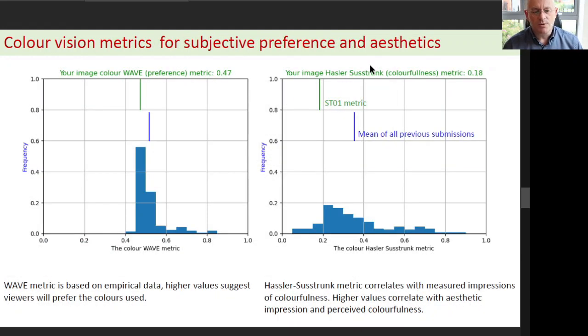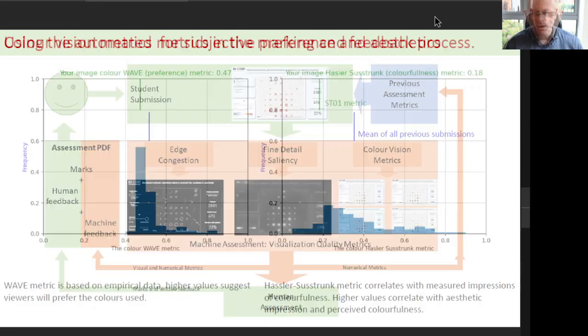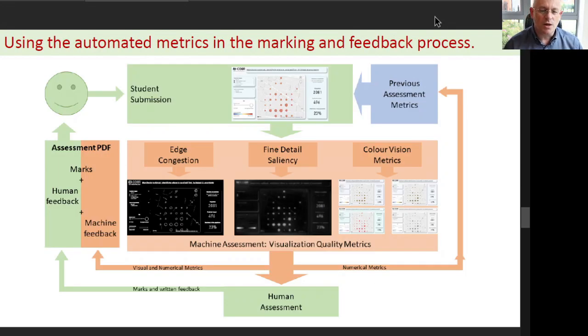These are 2 other metrics that we use. The Wave metric, which judges color preference. This particular one is slightly low on color preference. And the other metric we use, Hasler-Süsstrunk, is a metric that judges color fullness. So this means that across a range, it will tell you how colorful an image is. And typically people prefer high colorfulness images. So they like the aesthetic impression of high colorfulness. And it might not be surprising, but the image we're just testing here has relatively low ranking on that colorfulness scale.